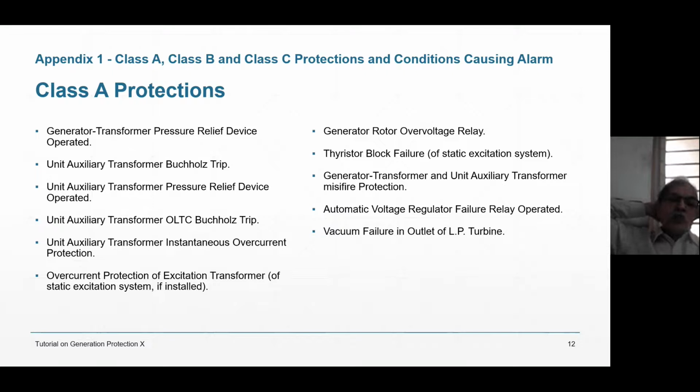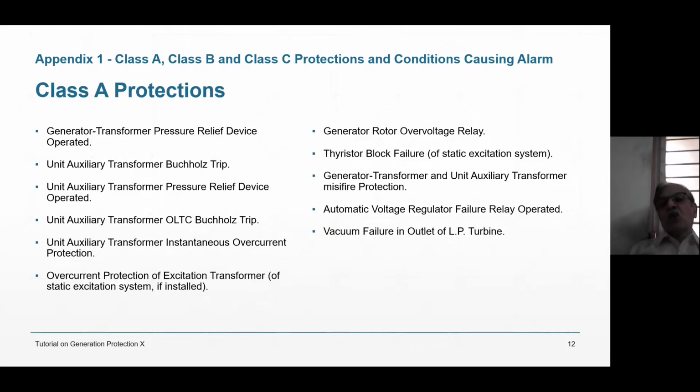Unit auxiliary transformer Buchholz trip. Unit auxiliary transformer pressure relief device operated. Unit auxiliary transformer OLTC Buchholz trip. OLTC means on-load tap changer. Unit auxiliary transformer instantaneous overcurrent protection. Overcurrent protection of excitation transformer. You see, rotor side we are coming now. Generator rotor over voltage relay. If over voltage occurs in the generator rotor, then class A trip.